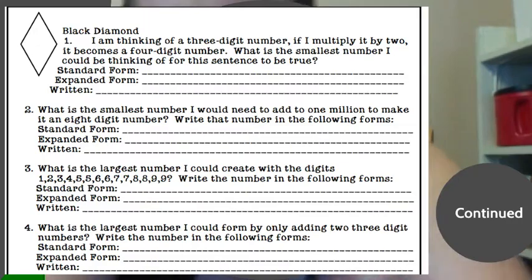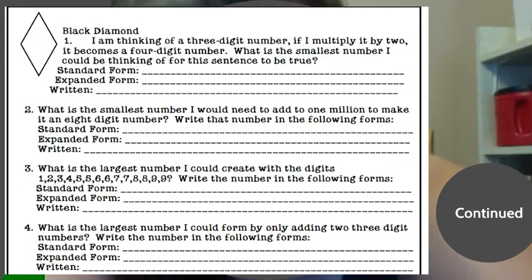So your choice. Number 1, I'm thinking of a 3-digit number. If I multiply it by 2, it becomes a 4-digit number. What is the smallest number I could think of for this sentence to be true? So I need to think of the smallest 3-digit number that I could double that would get me a 4-digit number. And then you need to write it in standard, expanded, and written form. That one's kind of a puzzle, so I'm not going to help you.